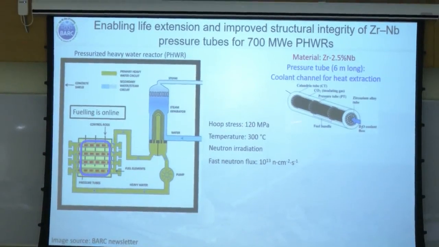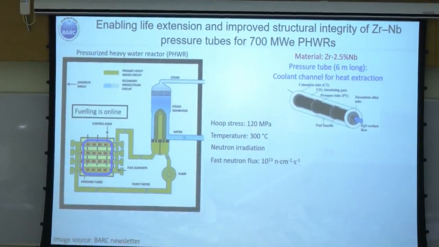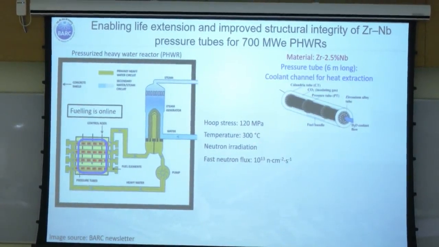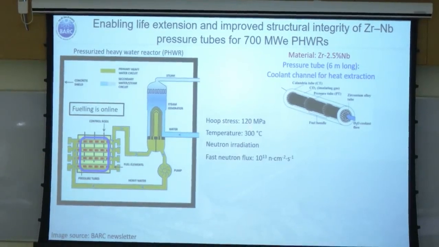And because of the internal pressure, there is a hoop stress acting on the pressure tube, which is about 120 MPa, and the temperature is about 300 degrees Celsius. On top of that, there is neutron irradiation. These conditions lead to what is called irradiation-induced creep and cause an increase in diameter of the pressure tube. This leads to a phenomenon called coolant bypass, which leads to inefficient heat extraction, which has autocatalytic effects on the performance of the reactor itself.